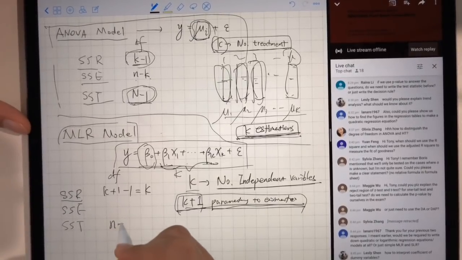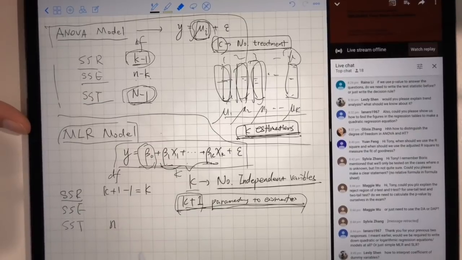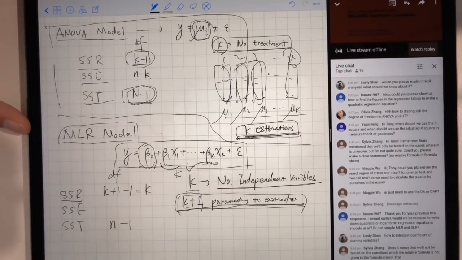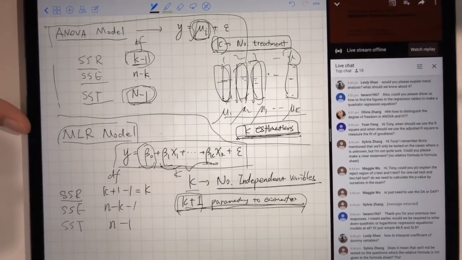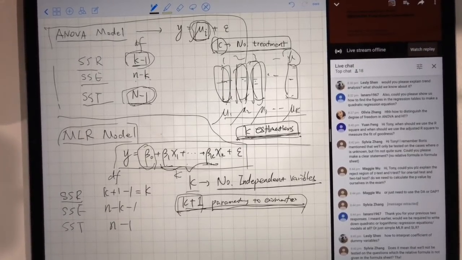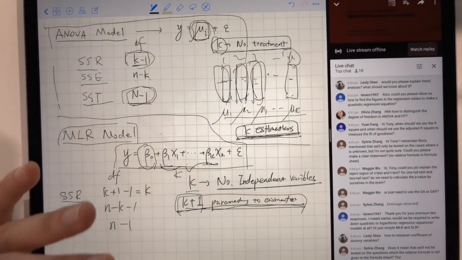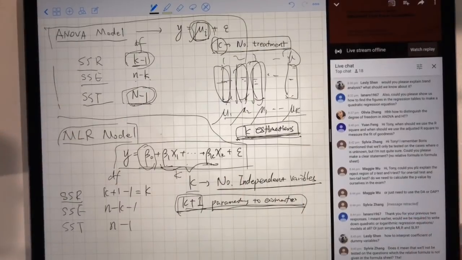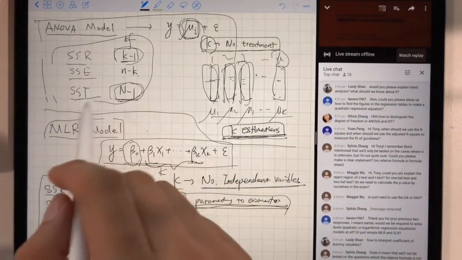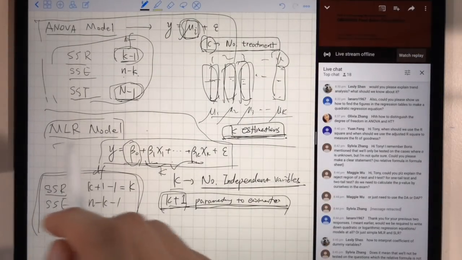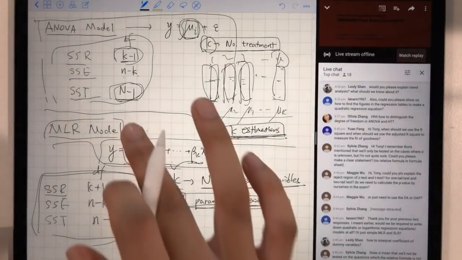And SST, again, n minus 1, I guess. So n minus 1. SSE is n minus k minus 1. Hopefully, this can help you understand or remember some of the differences between the ANOVA model's degrees of freedom and your linear regression model's degrees of freedom, okay? Hopefully that helps.